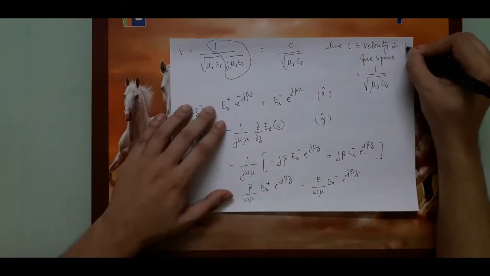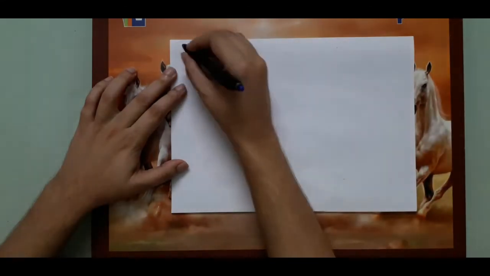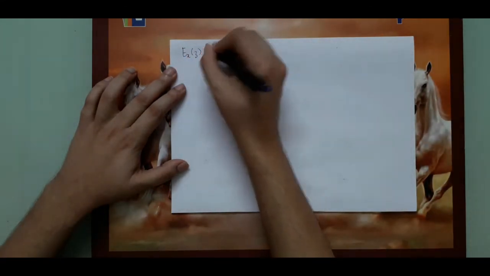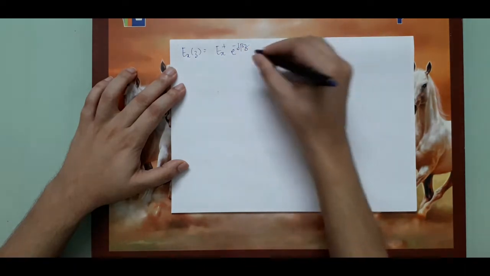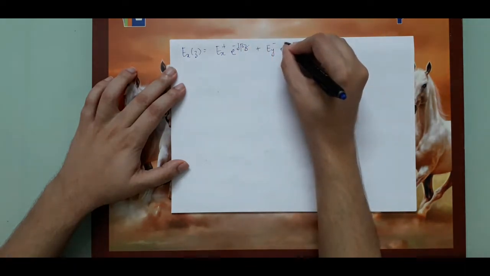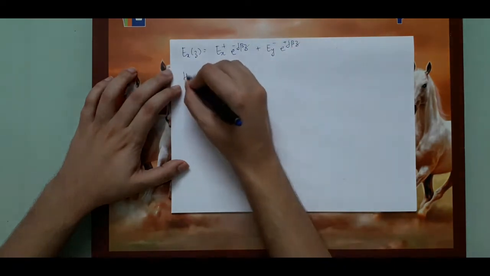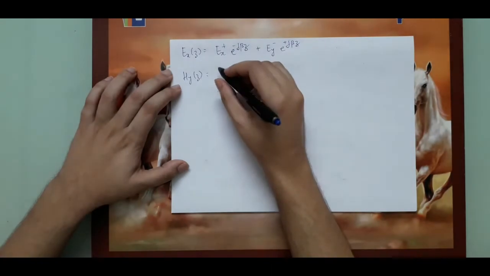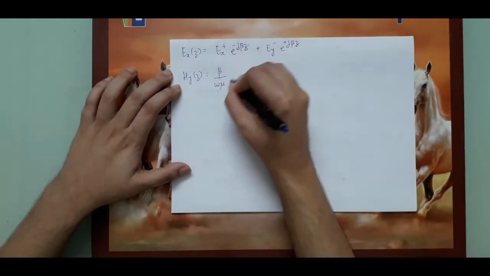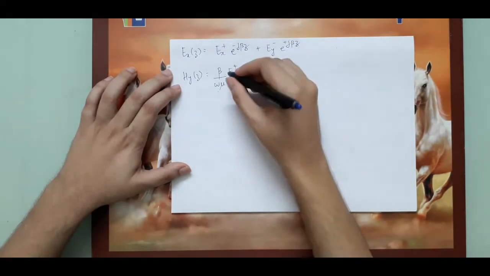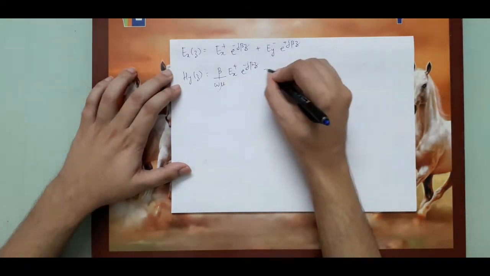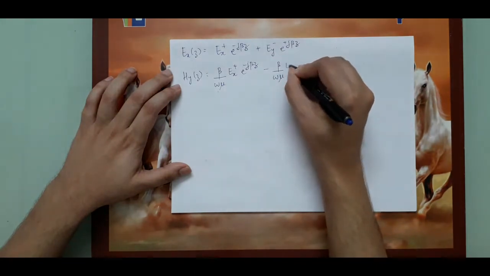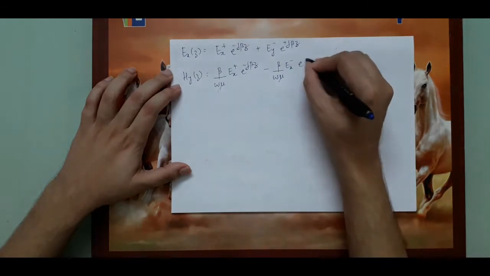So now let us rewrite the solutions for E and H. So Ex as a function of z is nothing but Ex plus e raised to minus j beta z plus Ex minus e raised to plus j beta z, and Hy as a function of z is nothing but beta by omega mu Ex plus e raised to minus j beta z minus beta by omega mu Ex minus e raised to plus j beta z.